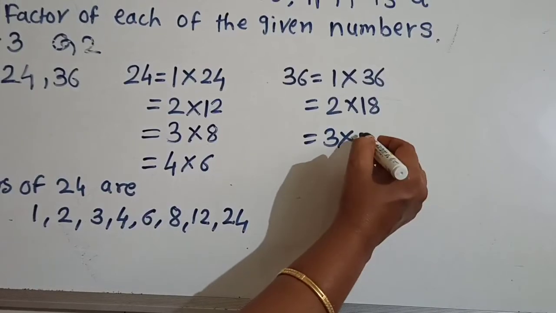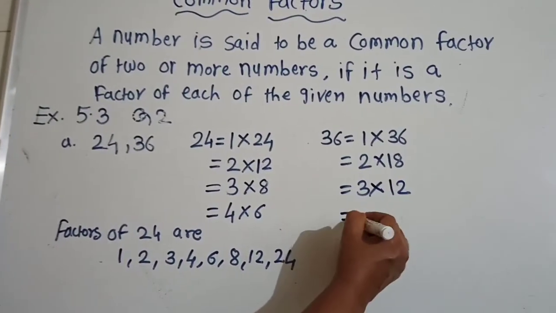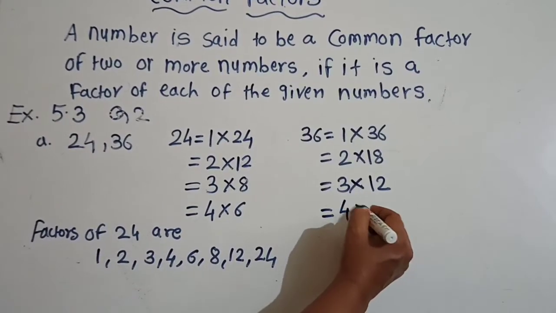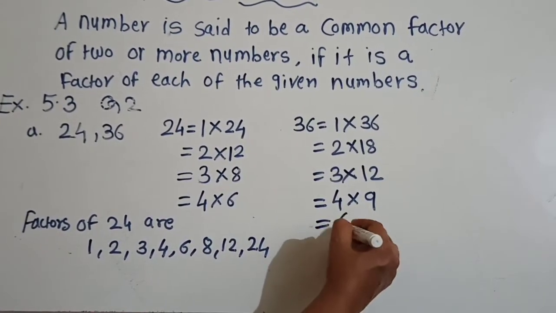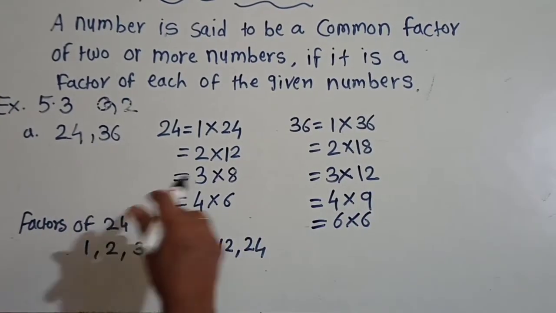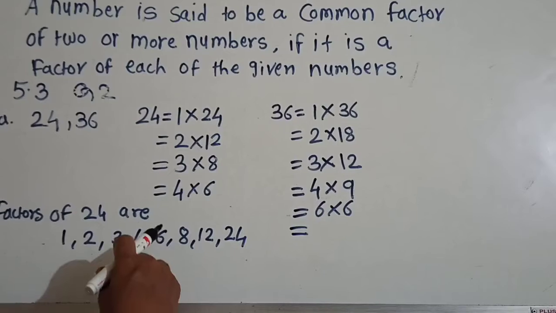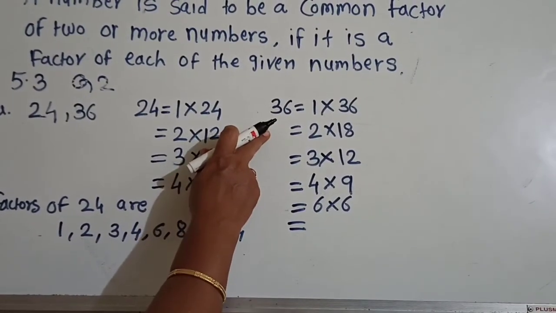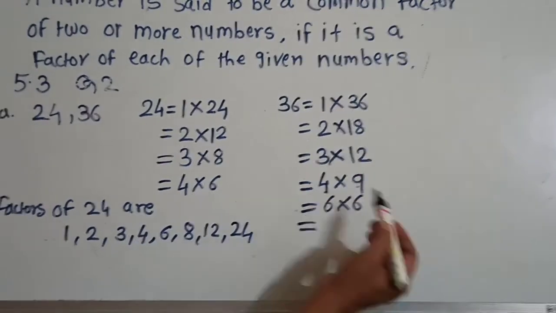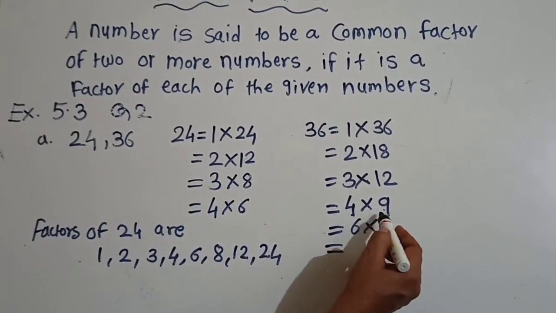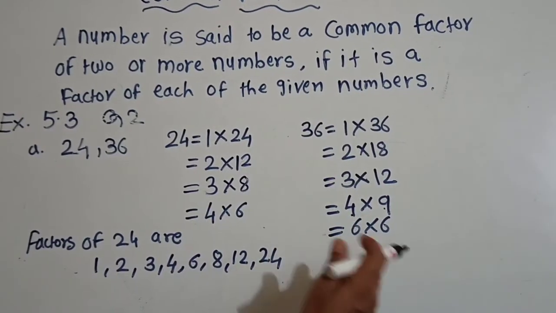3 12s are 36. Okay, then 4, yes, 4 9s are 36. 5, no. Then 6, yes, 6 6s are 36. Then 7, there is no 36 in the 7 table. 8, no. 9, 9 4s are 36, which is there, and we already wrote it. Okay, so these are the factors of 36.